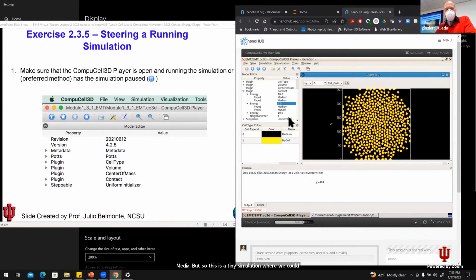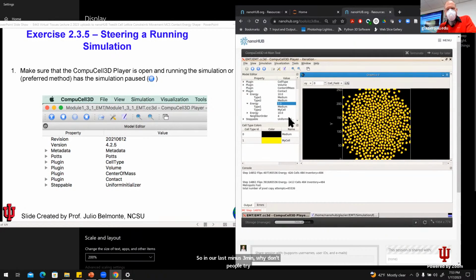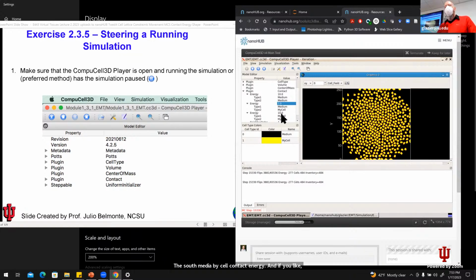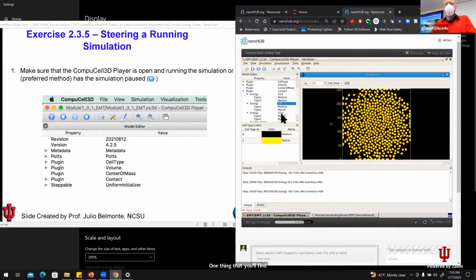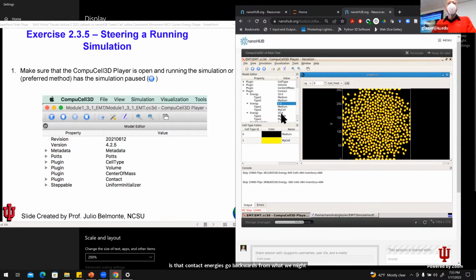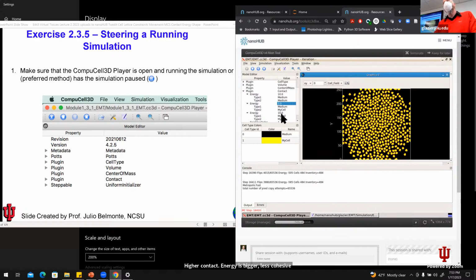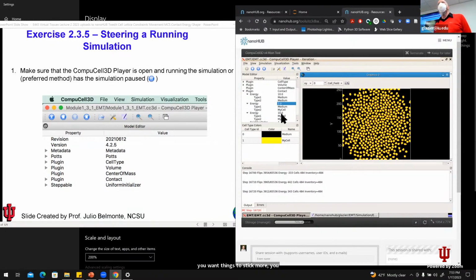So in our last three minutes, why don't people try changing those two parameter values, the cell medium contact energy, and if you like, you could also change the cell-cell contact energy. One thing that you'll find, which you have to think about a little bit, is that contact energies go backwards from what we might expect. Higher contact energies mean you're less cohesive. A bigger energy pushes you away rather than it attracts you. And so if you want things to stick more, you use a smaller number rather than a bigger number.